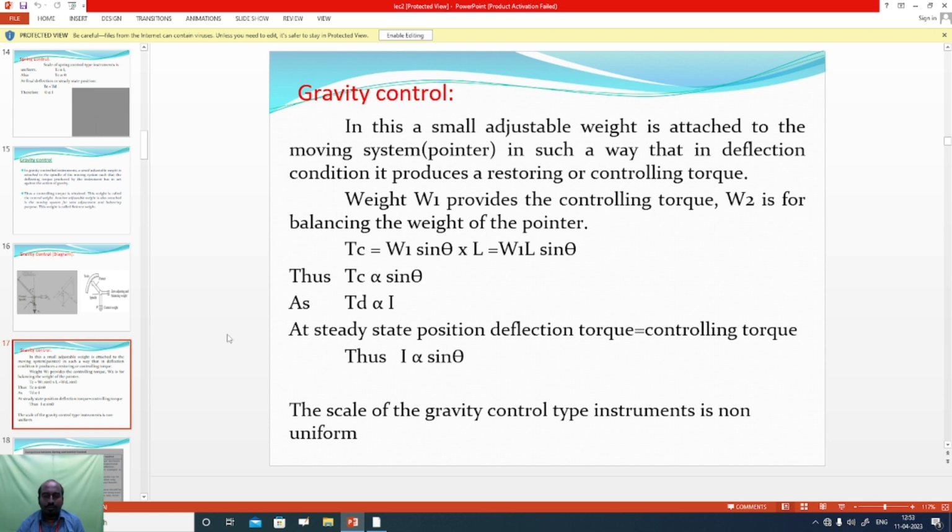In the gravity control, a small adjustable weight is attached to the moving system, as we have already seen, in such a way that the deflection condition produces a restoring or controlling torque. So we all know the weight produces the controlling torque, the gravitational torque, while W2 is for balancing the weight of the pointer. So the equation for control torque is W1 sin theta into L, or W1 L sin theta.